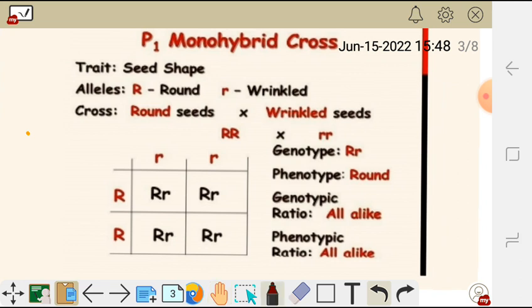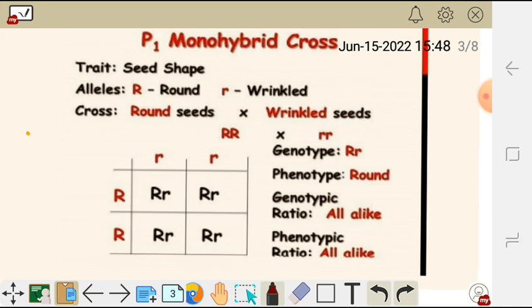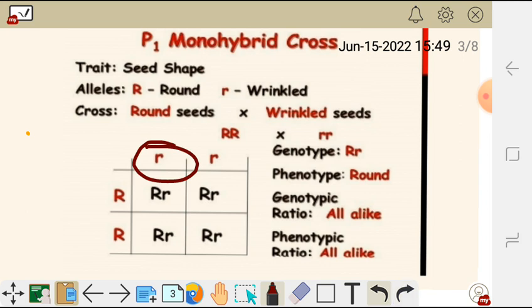For a Punnett square, you draw a square like this one here, and you divide it into 4 equal boxes. Then get the genotype of the first parent and write the alleles on the separate boxes at the left, and then on the top write the alleles for the other parent. After that, match these alleles, this R with this r here, then write the result there.